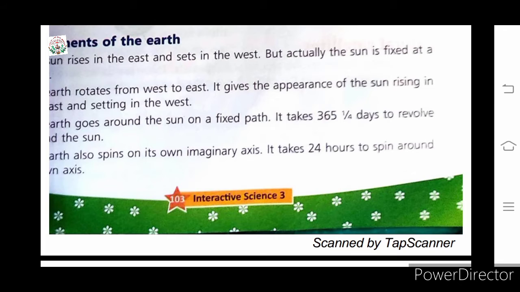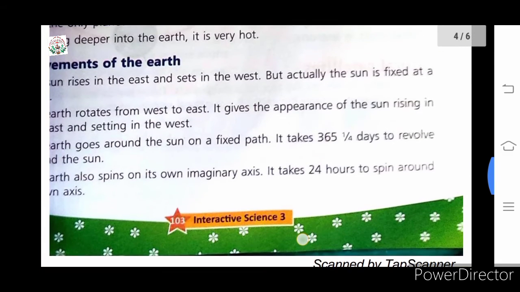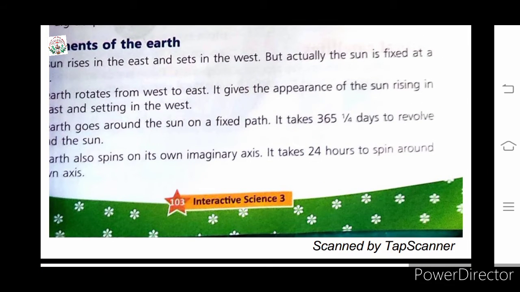The Earth is one of the 8 major planets of our solar system, and the Earth also does not have its own light. It reflects the light of the sun, and it is the only planet in which life exists. So children, today we move on to the movement of the earth. So let's see what is given here.